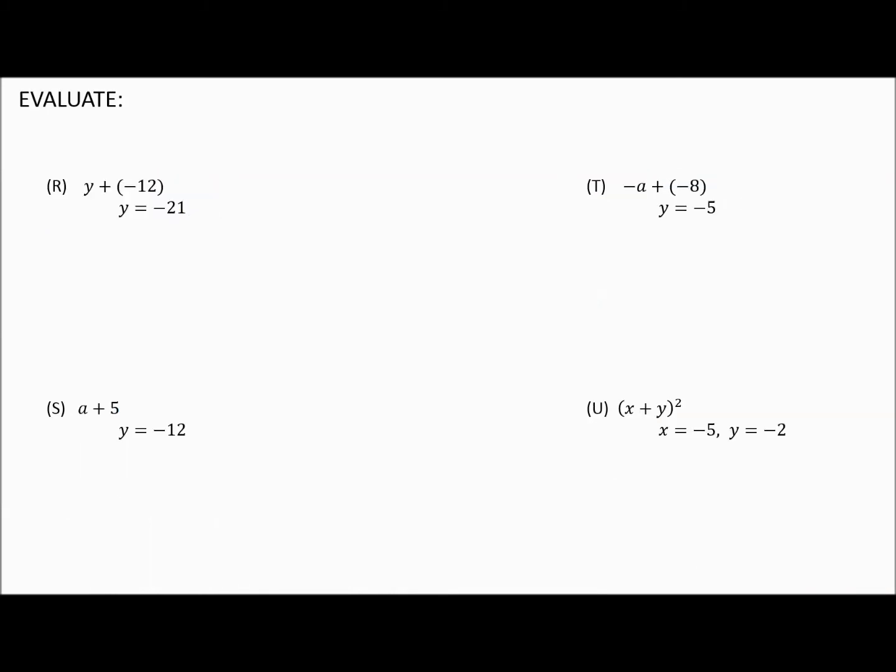Okay, folks, now I've got to evaluate. So I'm supposed to remove the variable, y in this case, and replace it with a negative 21. Okay, so that's going to be the first thing I do. So I've got remove the y, negative 21 plus a negative, well, let me write this properly, 12. All right, there we go. Now I just simplify, which is addition in this case. So I'm adding the same sign, which means my answer is negative. 21 added to 12 is 33. My answer is negative 33.